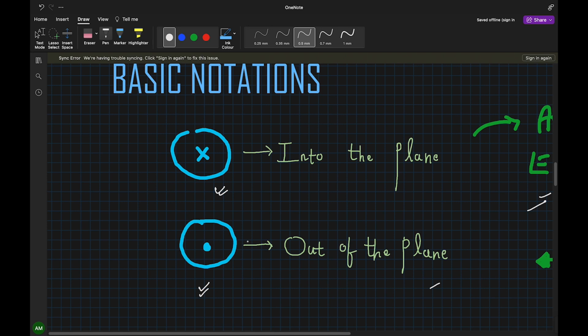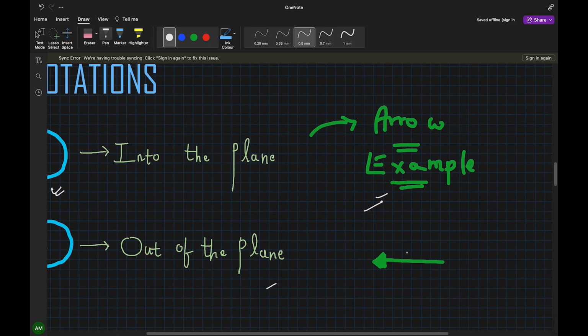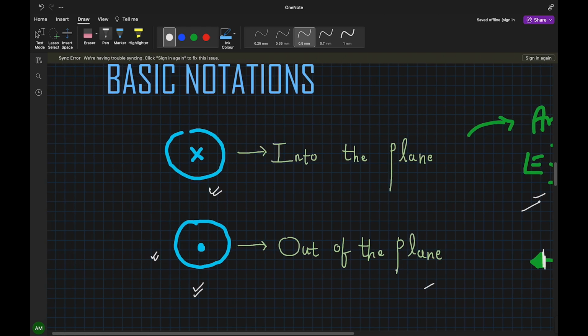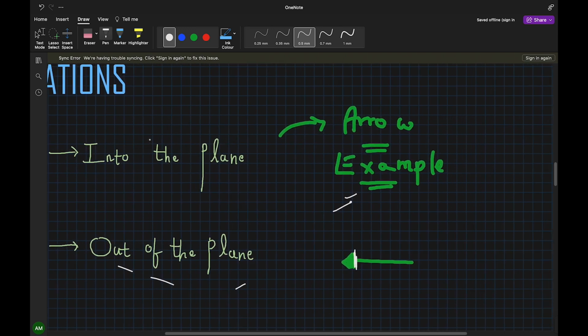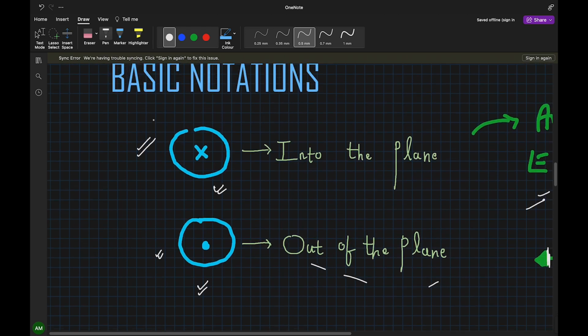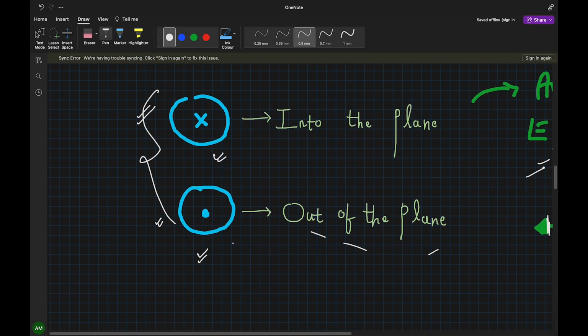Don't you think that arrow you would see as a point? Yes. And when you are pushing that arrow inside, don't you think you will see this line and one more line? So I think it will be out of the plane. I mean into the plane, my bad, into the plane. Correct? So this is how you remember, but these two notations are going to be used a lot of times.